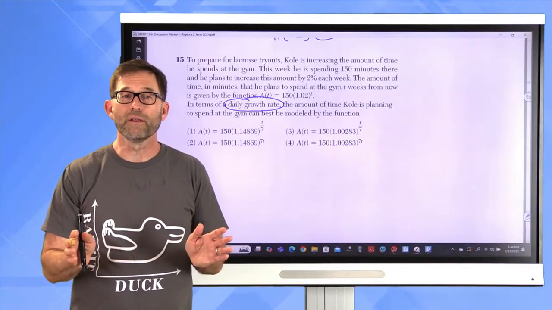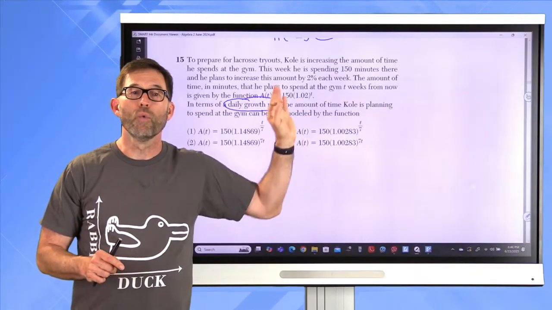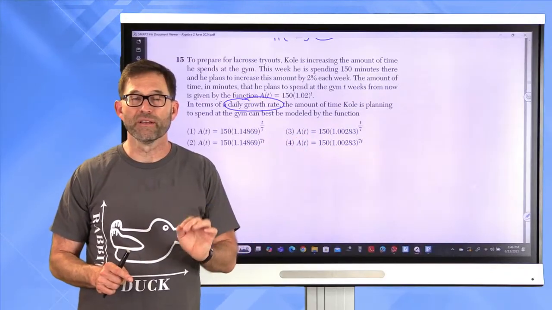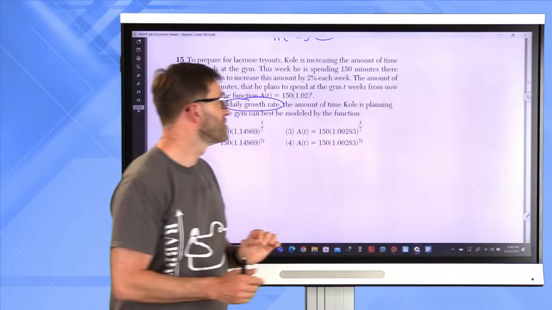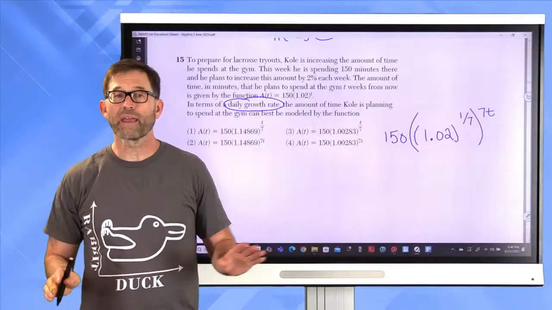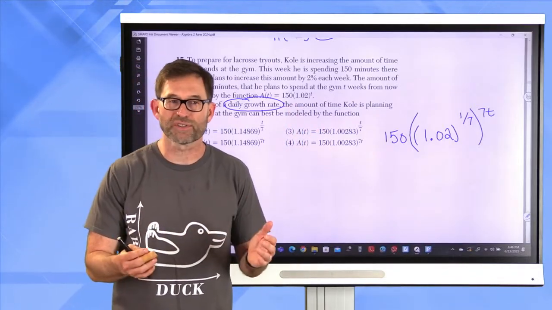Whenever you do that, you're going to raise this rate to 1 divided by whatever that time period is. So there's 7 days in a week. What I'm going to do is a little manipulation. I'm going to do 1.02 to the 1/7, and then I'll have that raised to the 7t. Remember, I can't actually change the function. I just want to change the way it looks.